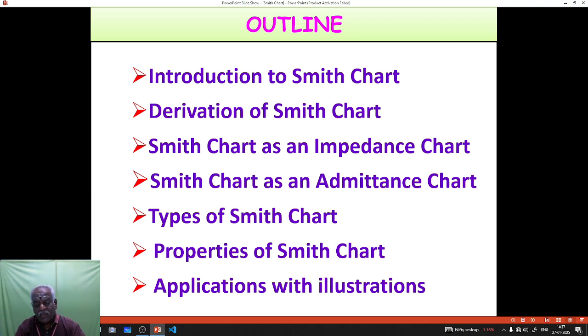Now we are going for one graphical method. The Smith chart is a graphical tool to solve the transmission line problems. The Smith chart is basically an impedance chart. The lecture is organized in this manner: introduction to the Smith chart, then derivation of the Smith chart, that is, the theory behind the Smith chart, and how the Smith chart can be used as an impedance chart and admittance chart as well. We are going to discuss the types of Smith chart successively, the properties of the Smith chart are also narrated, and applications with some illustrations we are going to discuss in this video lecture session.